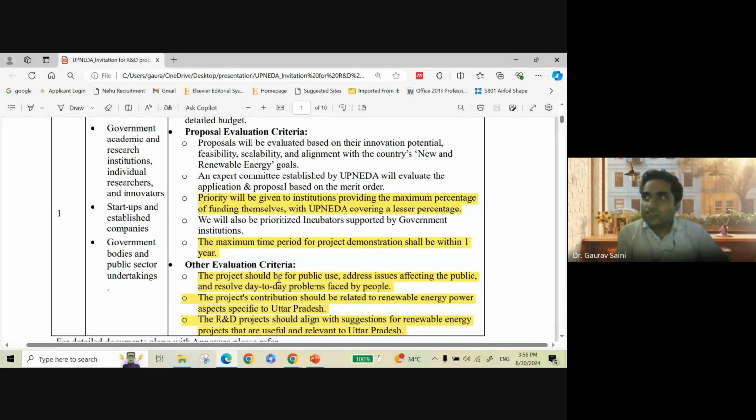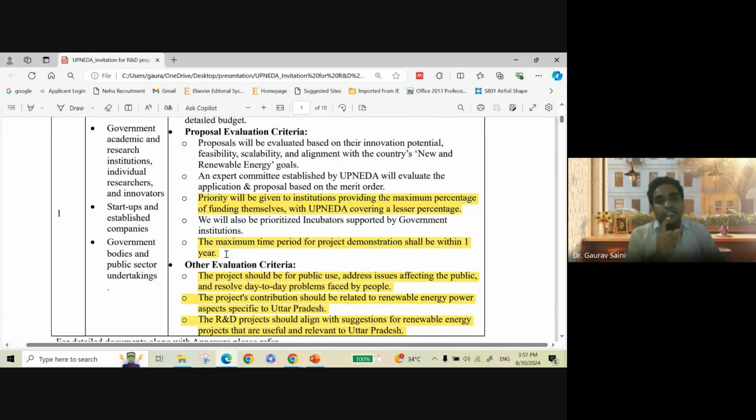Basically, you will submit those proposals which are really effective, because you also have to spend some of the money from your organization, from your institutions. Also, you can see the maximum time period for the project demonstration shall be within 1 year. So you have to frame your timeline within 1 year.